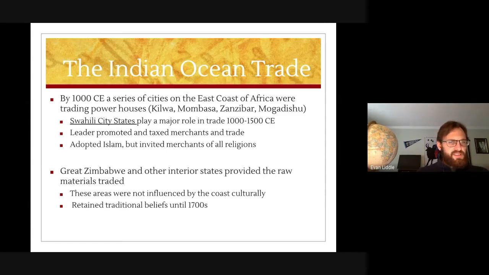Inland from the Swahili city-states to the south, you have a small kingdom called the Great Zimbabwe. Along with a number of other interior states, as in states that are not on the coast, the Great Zimbabwe took part in the Indian Ocean trade by providing the raw material that would be traded on the coast. So the slaves, the gold, the wood, and the salt that was traded on the East African coast were provided by Great Zimbabwe. And this was one of their major roles in the Indian Ocean trade. But it should be noted that Great Zimbabwe was not influenced by Islam at all. And not until the 1700s would this part of East Africa become somewhat Islamicized. That would wait quite a bit of time.